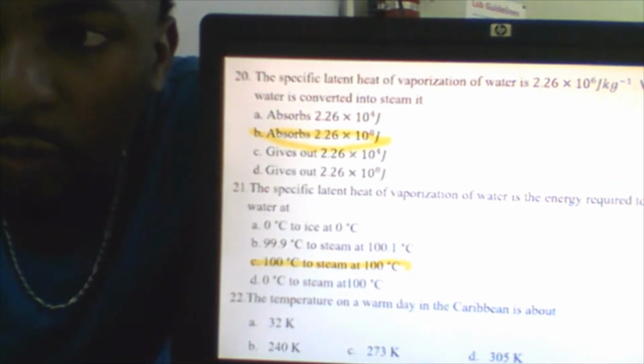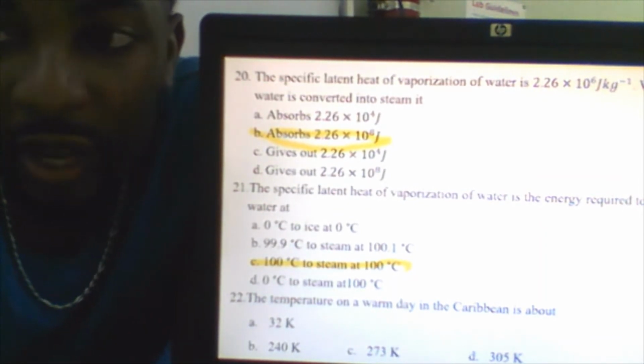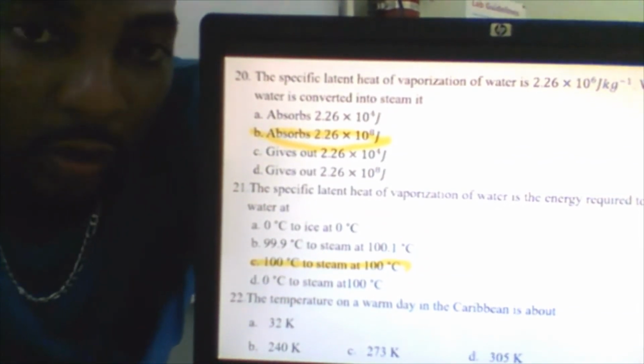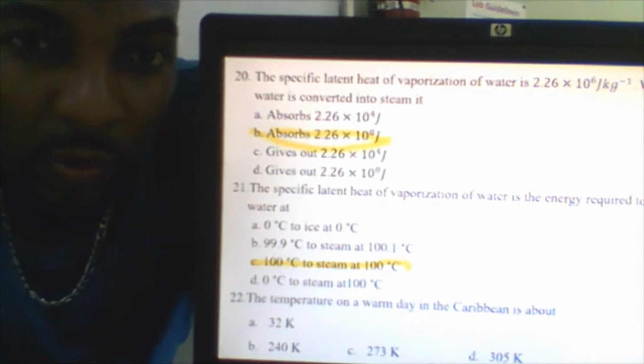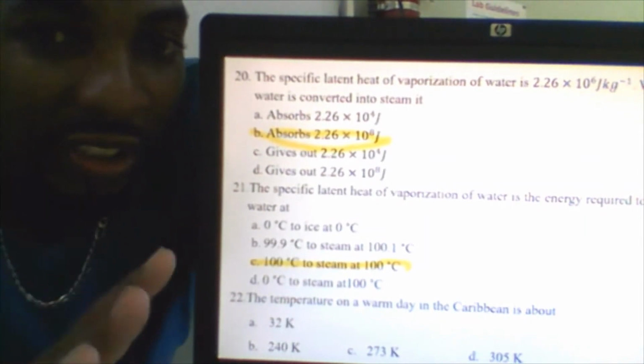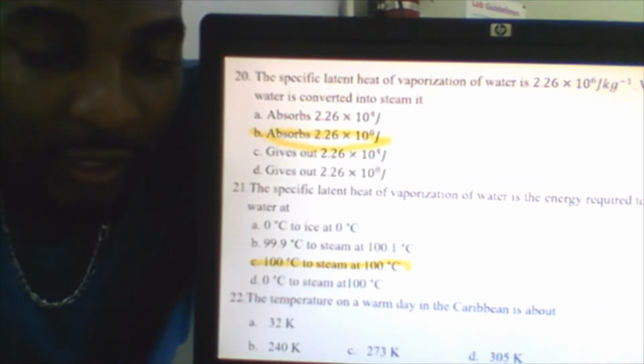says the temperature on a warm day in the Caribbean is about, we have 32 kelvins, 240 kelvins, 273 kelvins, and 305 kelvins. Now, in this case, we have to know how to convert our scales. Know how to convert degree Celsius scale to Kelvin scale, and vice versa. Now, what we know is that the temperature in the Caribbean might be around 30 something degrees Celsius and so forth, right? But what we need to understand is that 0 degrees Celsius is equal to 273 kelvins.